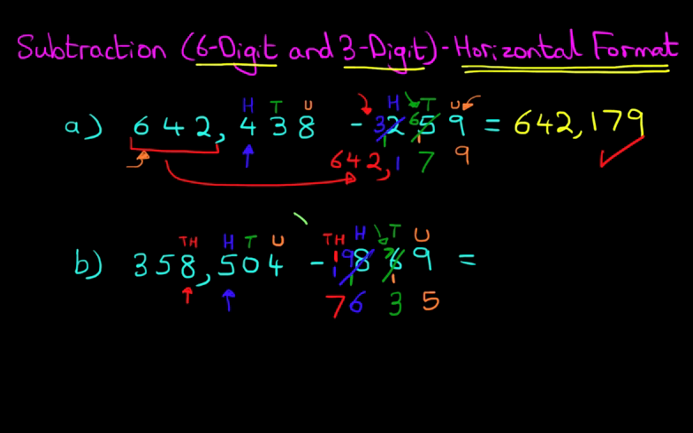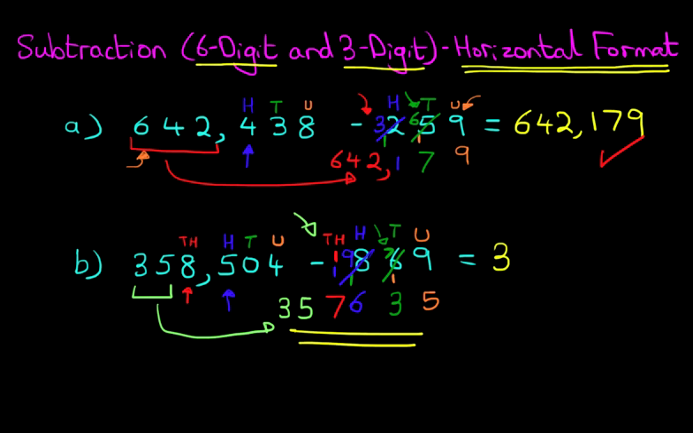Now there are no more digits over here, okay? That means that these two over here, the 3 and the 5, well, they can be added on because they do not change. And we have reached our answer. Let's write it down properly. It is 357,635.